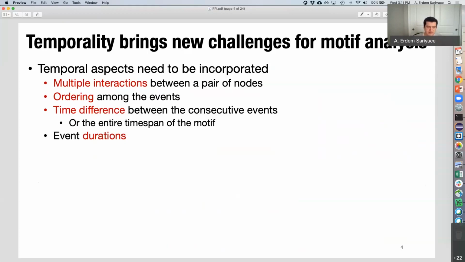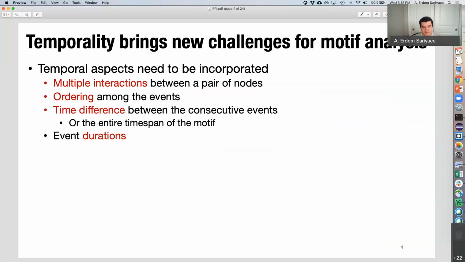So in a temporal network, as I said, events are active only at certain points in time. So you have to consider those multiple interactions. If you're making phone calls, the information that I called the person today and I will call him tomorrow is important. So I can't ignore either of those. The other thing is the ordering among the events. I will show an example, but in the context of a triangle or a cycle, in what order the things are happening has a lot of value.